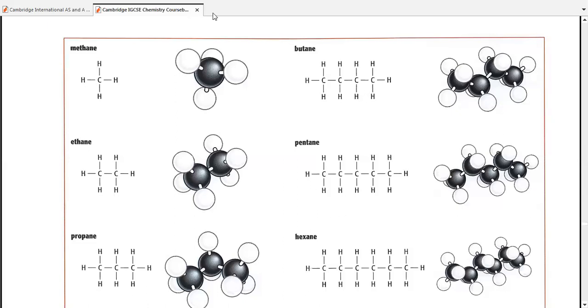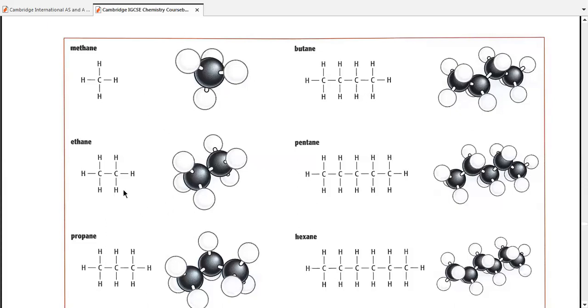So starting with methane, this is methane over here, and it just consists of one carbon. Now, in this case, it has 4 hydrogen atoms, so that would become CH4. So as you can see, carbon is in the center, all 4 hydrogen atoms are surrounding it, methane, CH4.